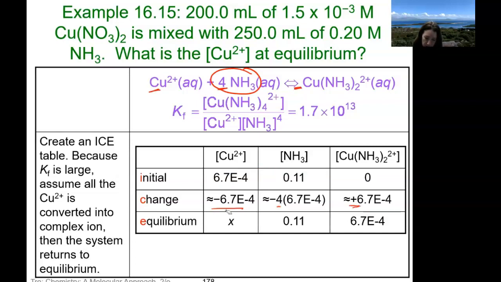And the reason why I'm using this one is because this one is smaller, so this one's going to go away quicker, right? Limiting reactants, right? So that's why I chose the Cu here. That's where the change is going to come into. And I'm going to assume that all the Cu is going to get used up, and that all the Cu is going to be converted to the complex ion.